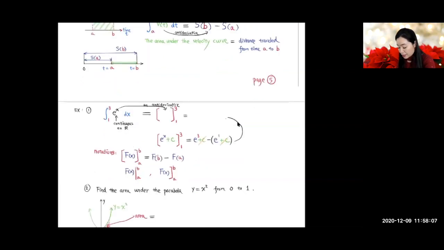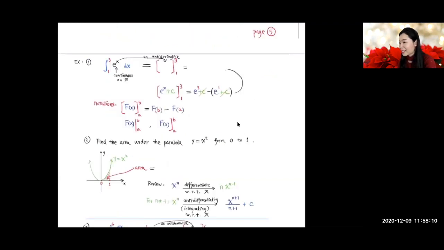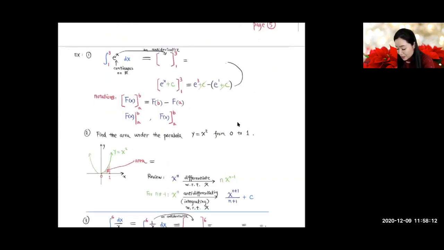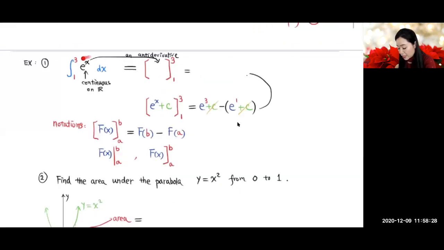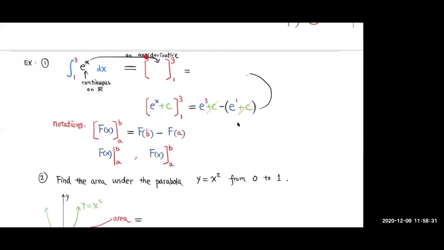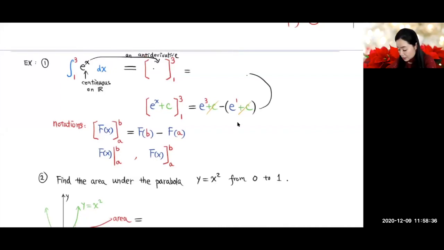Okay, now let's do more examples just to get a feel of this. So I'm integrating this function, which is continuous on all numbers from 1 to 3. So all I have to do is find an antiderivative of this function. What's an antiderivative of this function over here? Can you find an antiderivative? Yeah, e to the x. You got it. So it's e to the x, and then we just need to evaluate this function from 1 to 3.